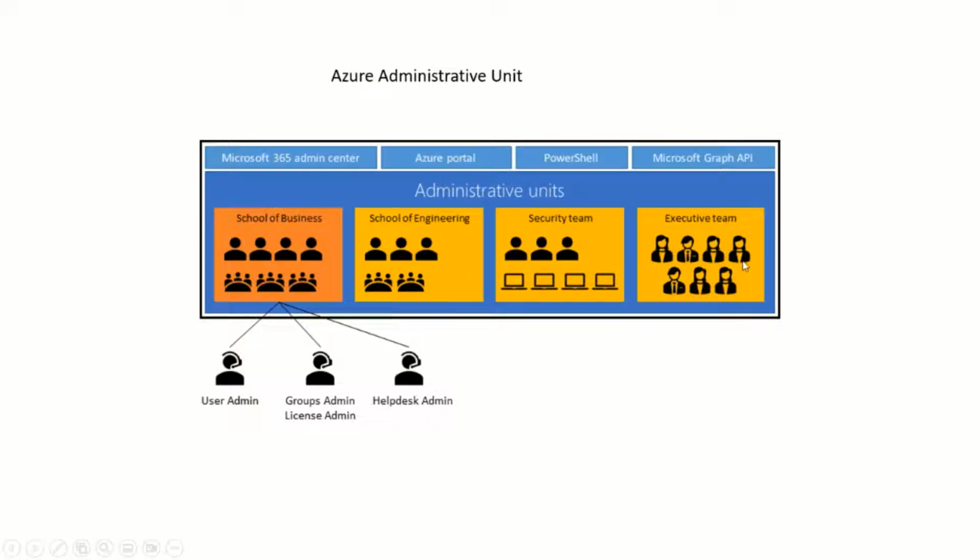When you are assigning the administrative permission to this user admin, or assigning any roles to a particular administrative unit, he can control only the people inside the School of Business AU. He can't control School of Engineering users. Users or devices, whatever they are under this particular administrative unit. So we can add users, groups and devices under this Azure administrative unit. These are all the things we'll be covering in this video.